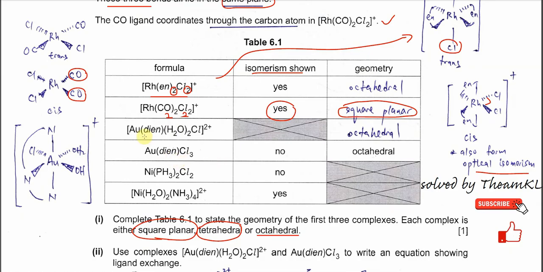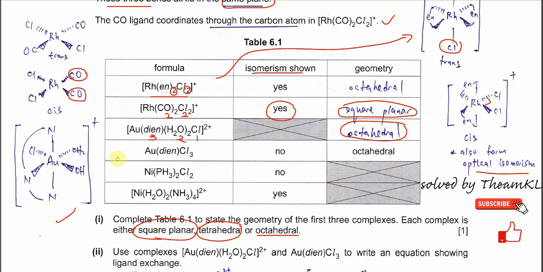So for the third one, the gold with diene is a tridentate ligand. So it will donate 3 lone pairs and form 3 dative bonds. And H2O is a monodentate ligand, and with 2 H2O inside this complex ion, it will donate 2 lone pairs and form 2 dative bonds. And it says chloride. Chloride is monodentate and it's just 1, so it forms 1 dative bond. So a total of 6 dative bonds form, so 6 coordination number, and we know that it's going to be octahedral, something like this.